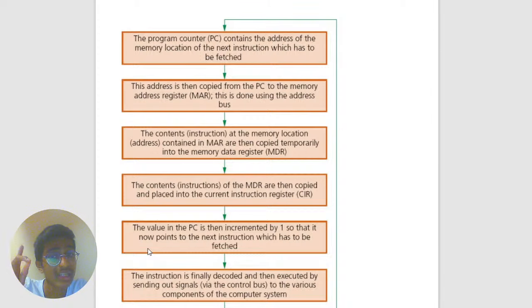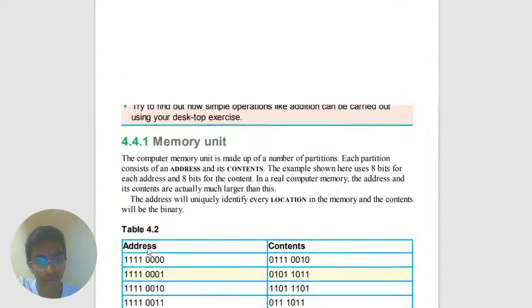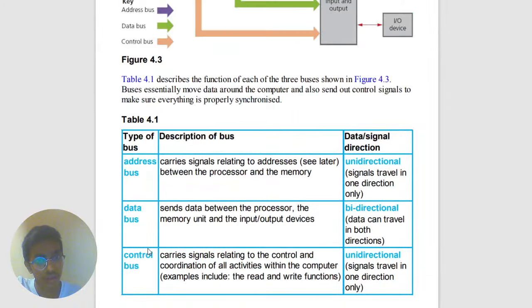So the PC contains the address of the memory location of the next instruction, which has to be fetched. The address is then copied from the PC to the MAR with the address bus. From the MAR, it is copied temporarily to the MDR, and then from the MDR, it is copied to the CIR.